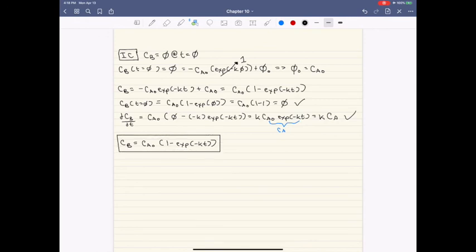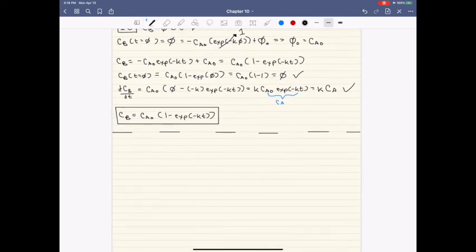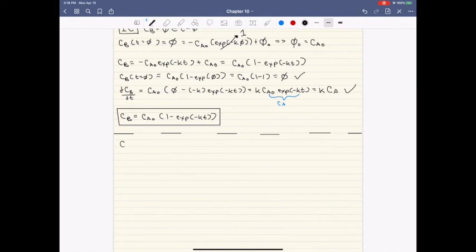Now that we've derived these equations for Ca and Cb, the last thing I want to do, even though it's not explicitly written in the problem statement, is plot the behavior of these equations. We have these equations as a function of time, so let's see how Ca and Cb behave as a function of time. So I'll rewrite both of our equations here. Ca is equal to Ca naught times the exponential of negative kt, and Cb is equal to Ca naught times 1 minus the exponential of negative kt.